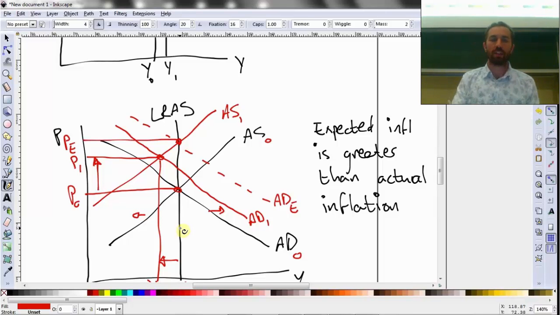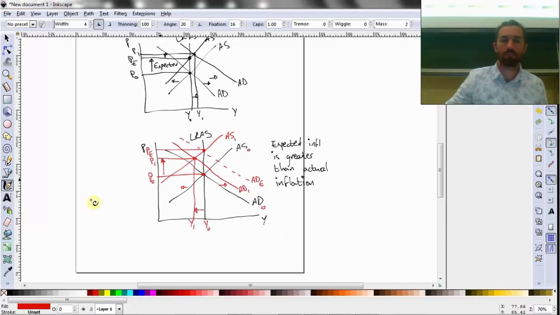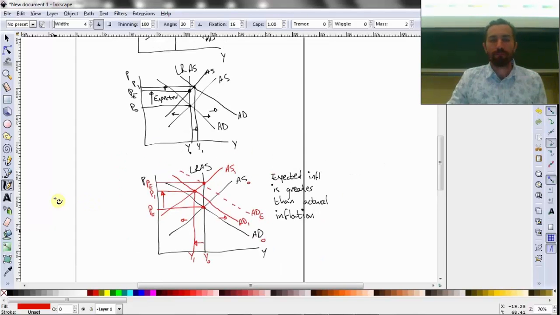So stagflation means stagnant growth. That's the stag part of it. Stagnant growth with inflation. Stagflation. Everyone happy with that?